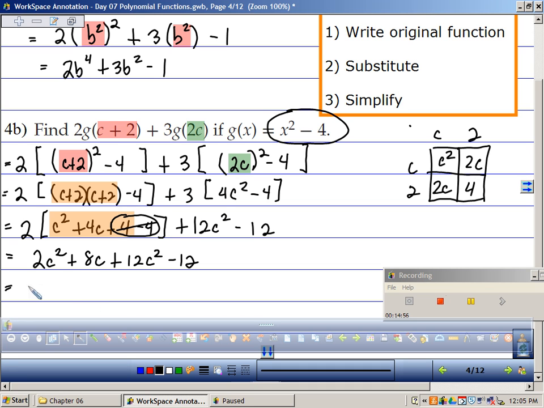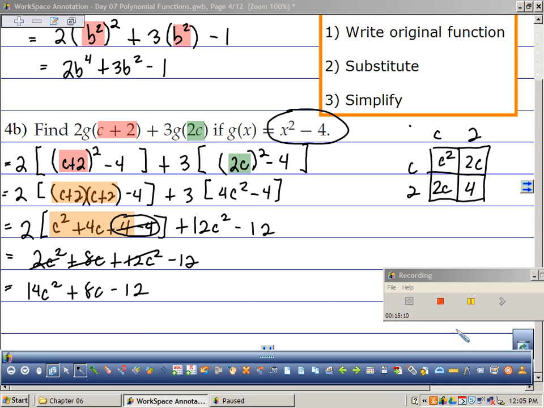How many c squareds do I have? 14 c squared. There's 2 and there's 12 makes 14. How many c's do I have? 8c. That's done. And negative 12. And we're done. Questions? All right, let's move on.